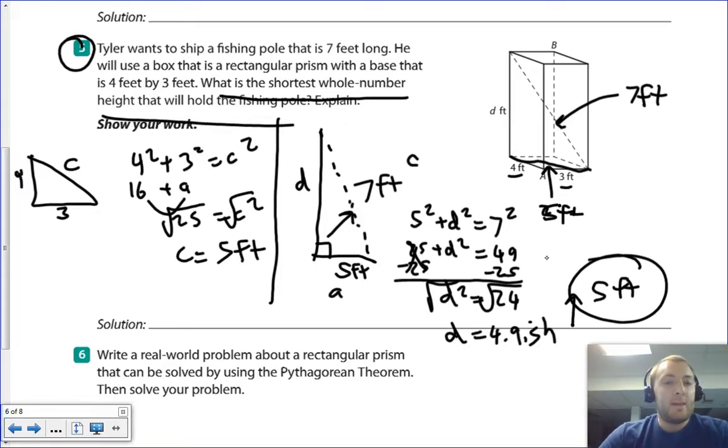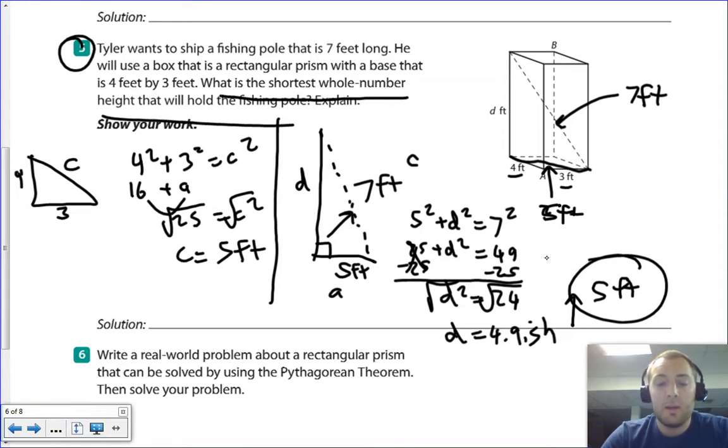All right. So again, we used the Pythagorean theorem a couple times, but we ultimately wanted to find that D, which is the height of the box. So we want a minimum of a 5 foot tall box so that we can fit the fishing pole in there.